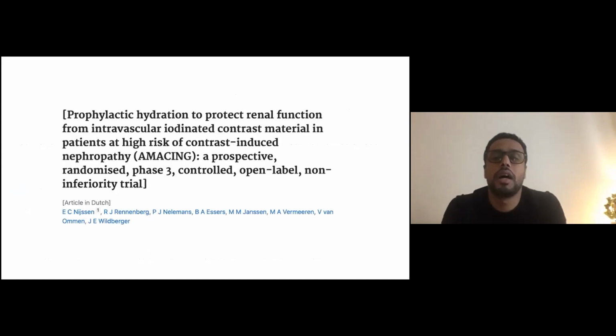Okay, so the AMACING trial, which was published in 2017, was looking at post-contrast acute kidney injury in patients with chronic kidney disease stage 3, comparing giving no hydration with giving hydration with normal saline. And they concluded that giving no hydration is actually non-inferior to giving hydration with normal saline, with 2.7% and 2.6% in both groups developing post-contrast acute kidney injury.